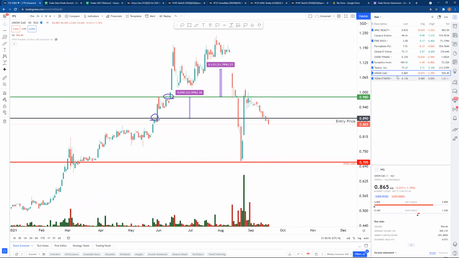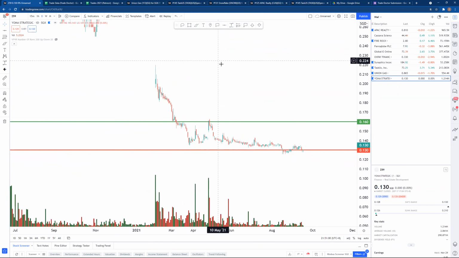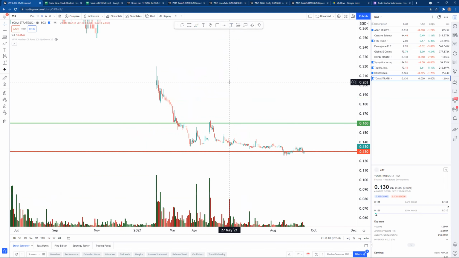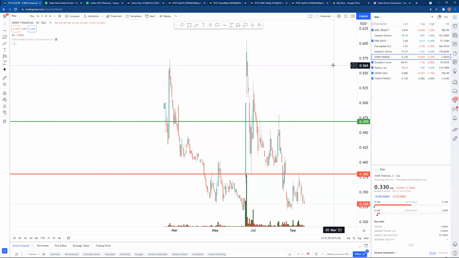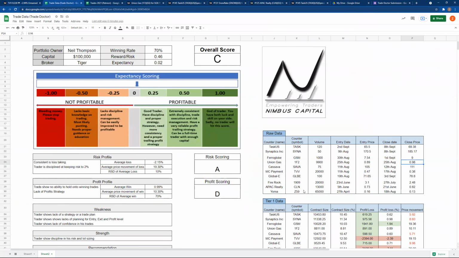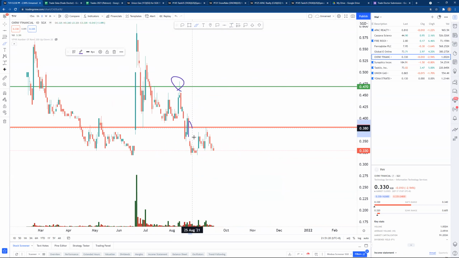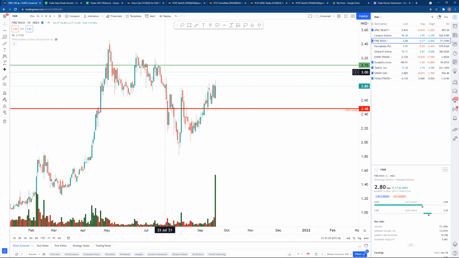Okay, next let's look at Yoma. Yoma is actually a losing trade, nothing much to say because he set his stop loss and then he exited at his stop loss, which is a very good thing. So this one, nothing to say. Oxipay Financial is actually this one, the MC payment. I think they changed the name or something. Same thing, he entered here and then stopped out here. Of course, Fire Rock also entered somewhere here and then stopped out here.